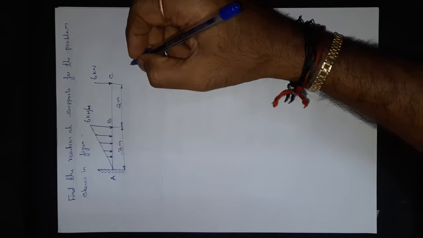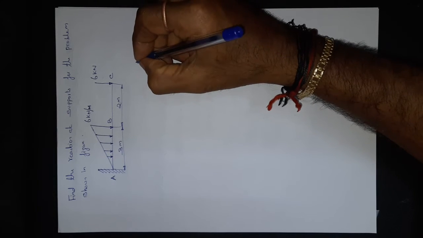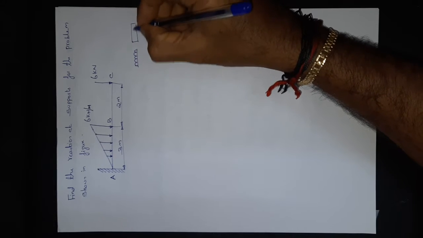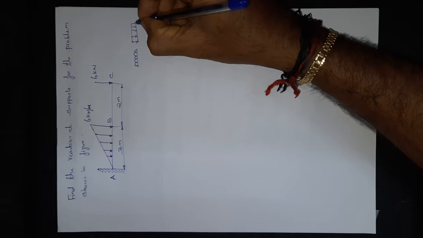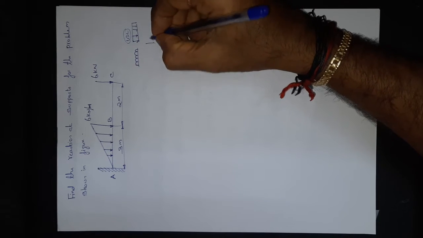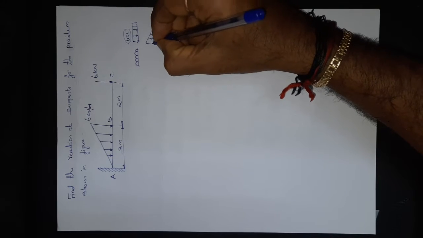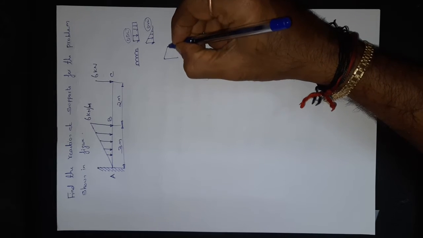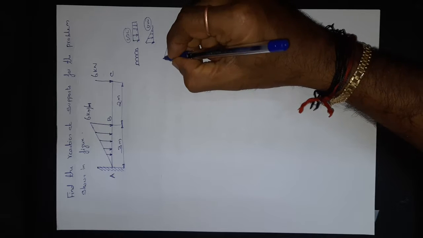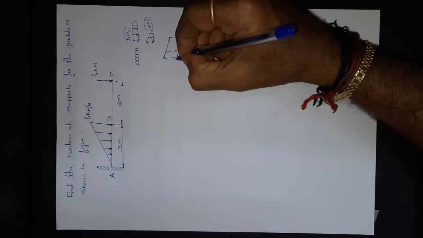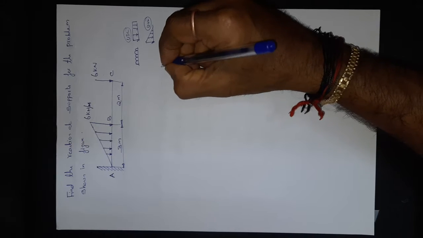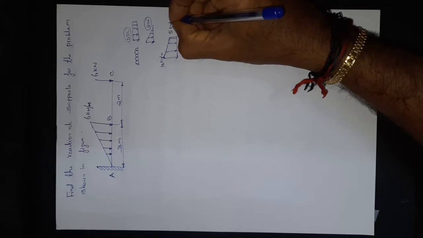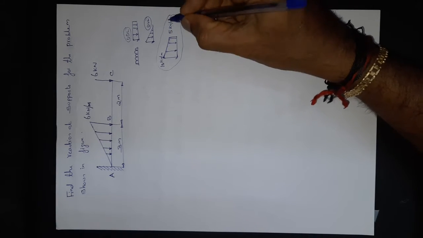Suppose let me just make it here. Let's clarify. If the load is mentioned in this way, it is UDL. If the load is mentioned in this pattern, again it is UDL. So if the load is mentioned in this way, it is UVL. Suppose the load is mentioned in this pattern. For an example, it is mentioned 10 kilonewton per meter, and here it is 5 kilonewton per meter. What exactly is it?